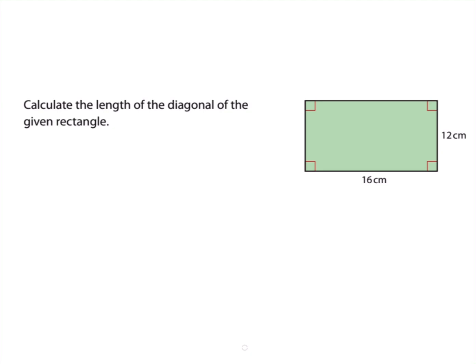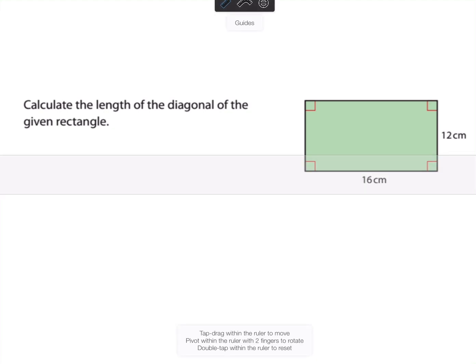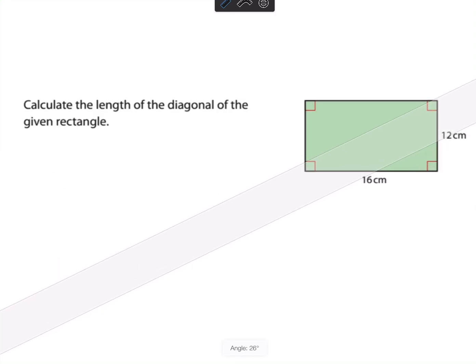Here's the hint. All right, what we do is we calculate the length of the diagonal of a given rectangle. So here's the rectangle, but we don't have the diagonal. Where's the diagonal? It hasn't been drawn yet. So what I do is I get my ruler and I draw a line through each corner.